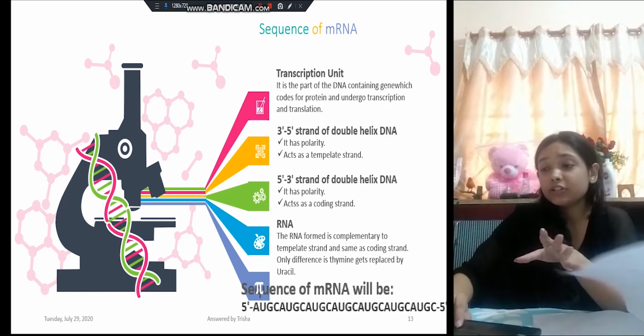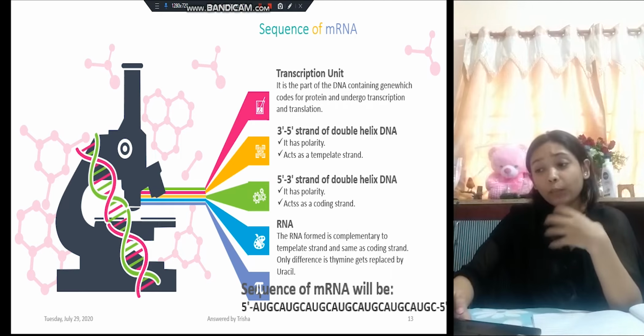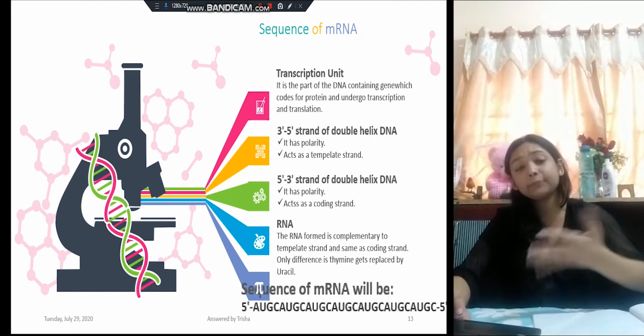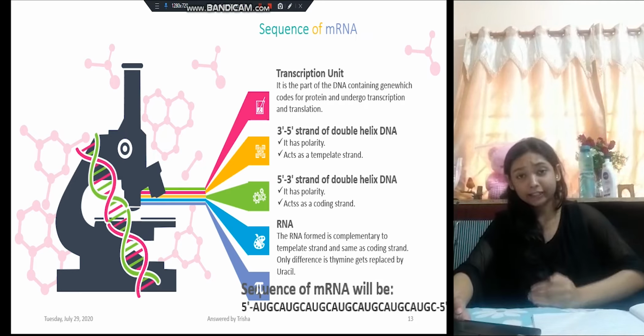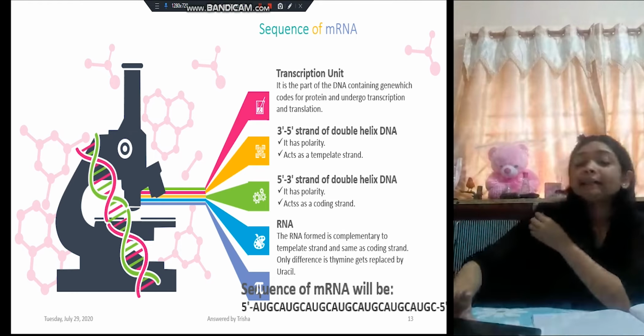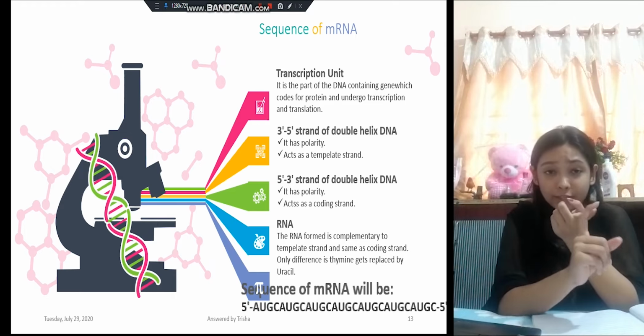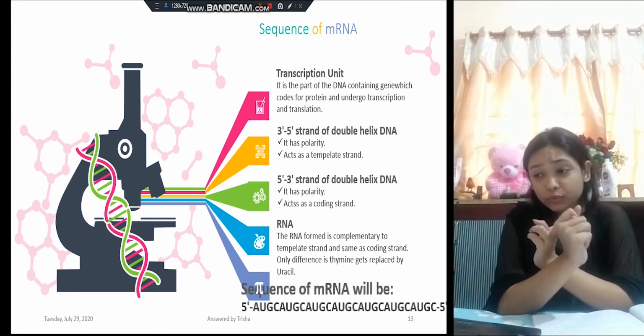This question, you should just know what a transcription unit is. It is basically a part of the DNA which has a gene that can be transcribed to form RNA, and RNA can then form protein by translation. Now there are two strands of DNA. We know one is from 3' to 5' and the other is from 5' to 3'.